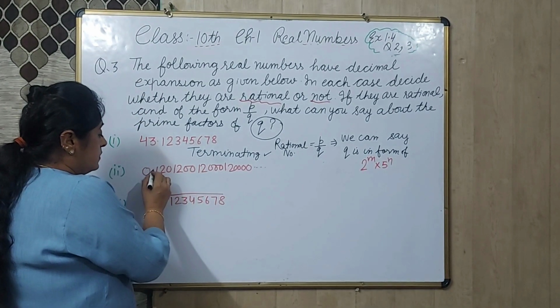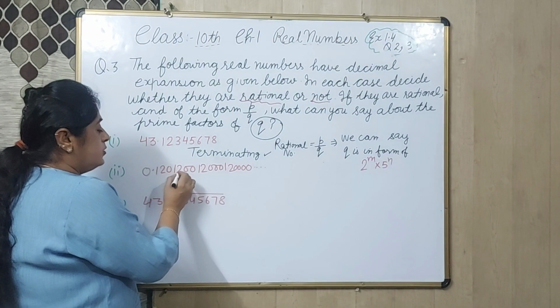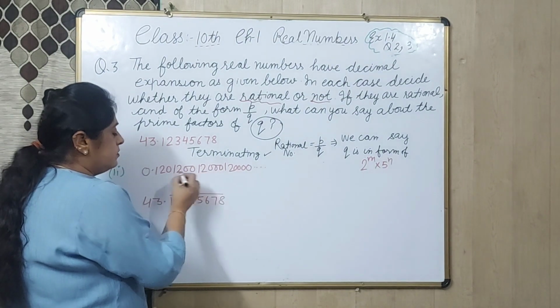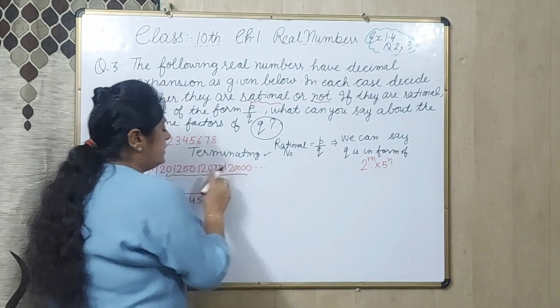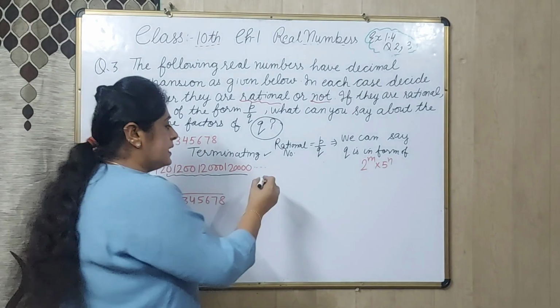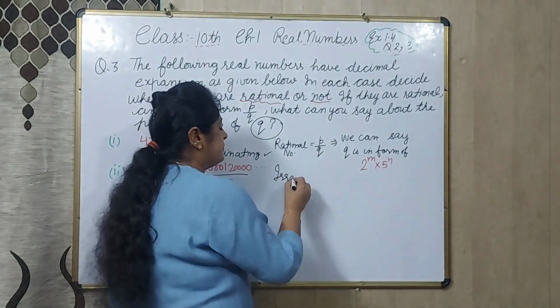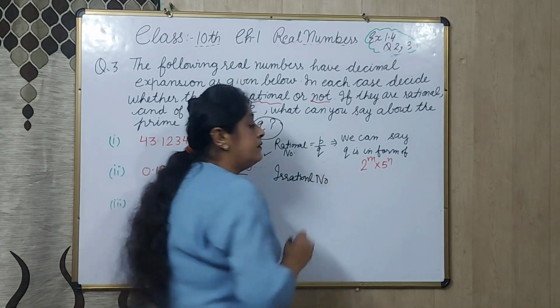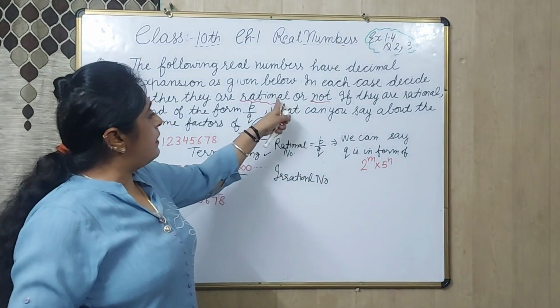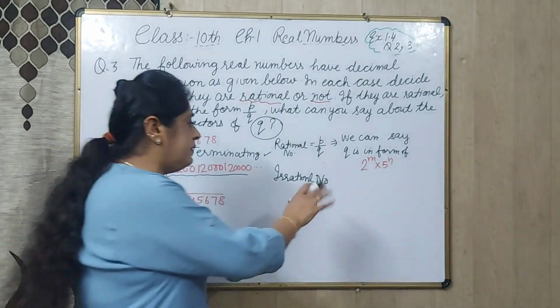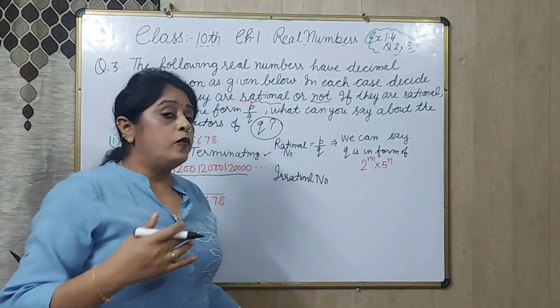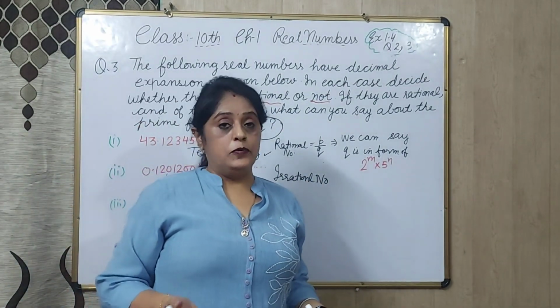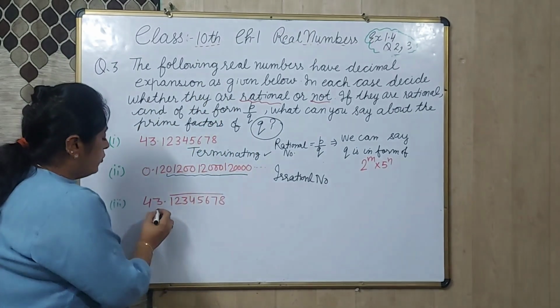Now 0.120, 1200, 1200, you can see non-terminating and non-repeating, it is an irrational number. An irrational number we can't write in P by Q form because we have to tell only for a rational number. So leave it, it is an irrational number. We can't say about Q.